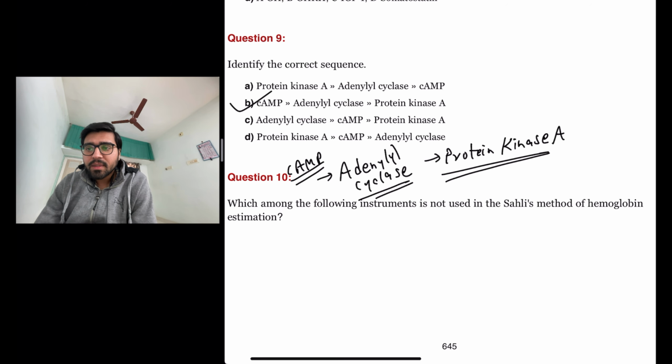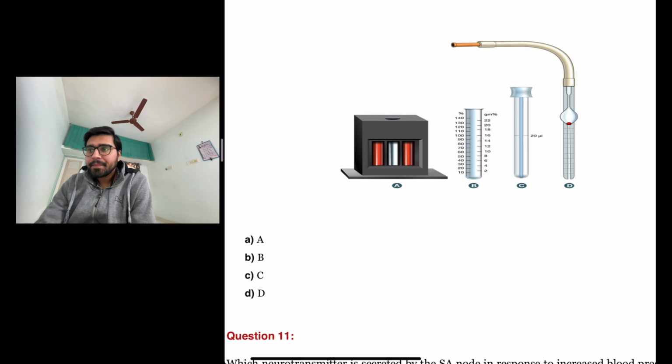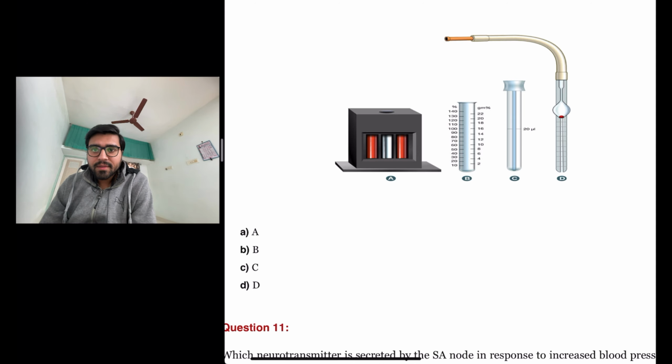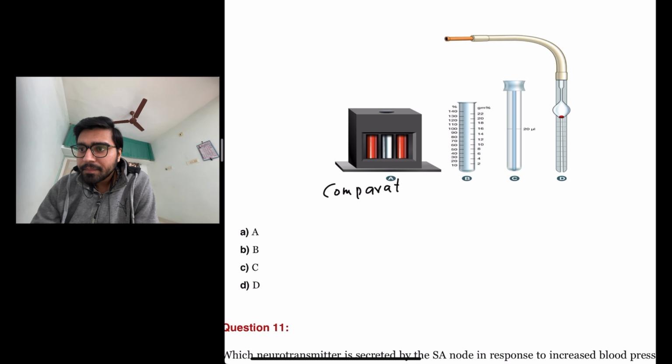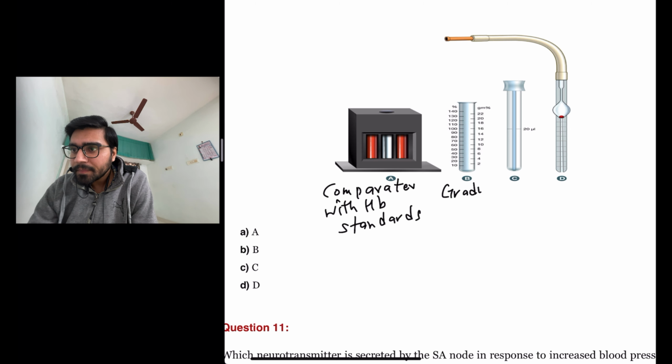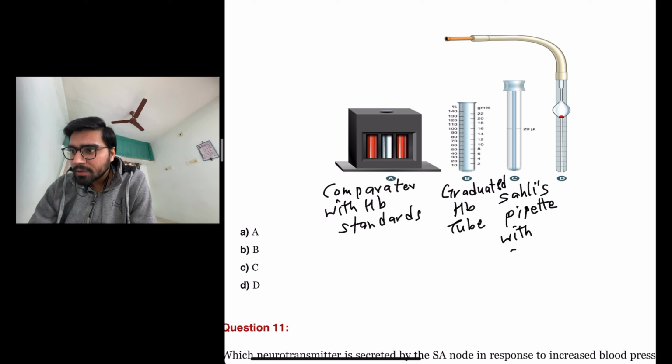The next question is, which among the following instruments is not used in the Sahli's method of hemoglobin estimation? So let us look at these four instruments, and first of all let us label them. The first instrument is a comparator with hemoglobin standards. The second one is the graduated hemoglobin tube. Third one is Sahli's pipette with stirrer. D is RBC pipette.